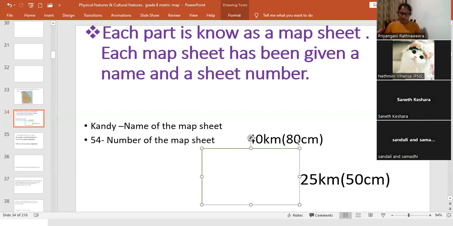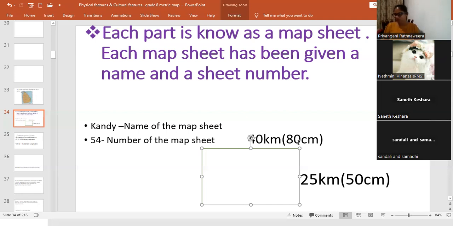As well as, you should remember the area of one map sheet. Do you know the area? Can you tell me the area of one map sheet? I ask here, the area of the map sheet. Can you tell me it? What is the area of a map sheet?